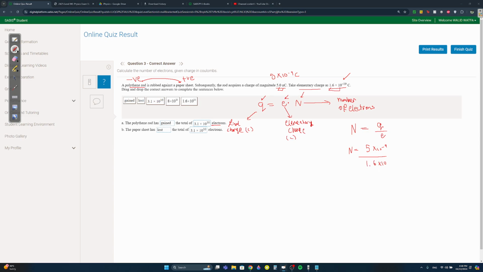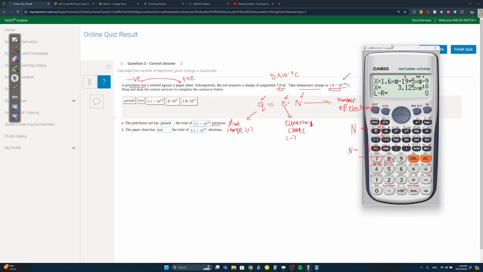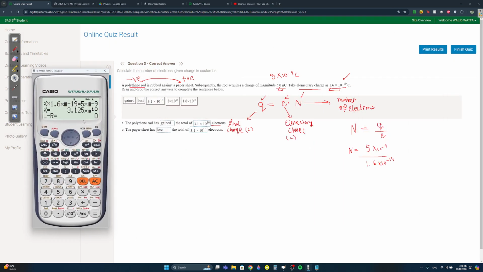You can put this in your calculator, but I'll show you what's happening. Let me see. Fraction: 5 times 10 to the power of negative 9 over 1.6 times 10 to the power of negative 19. You're going to get 3.125 times 10 to the power of 10. This is how many electrons we have. N equals this.